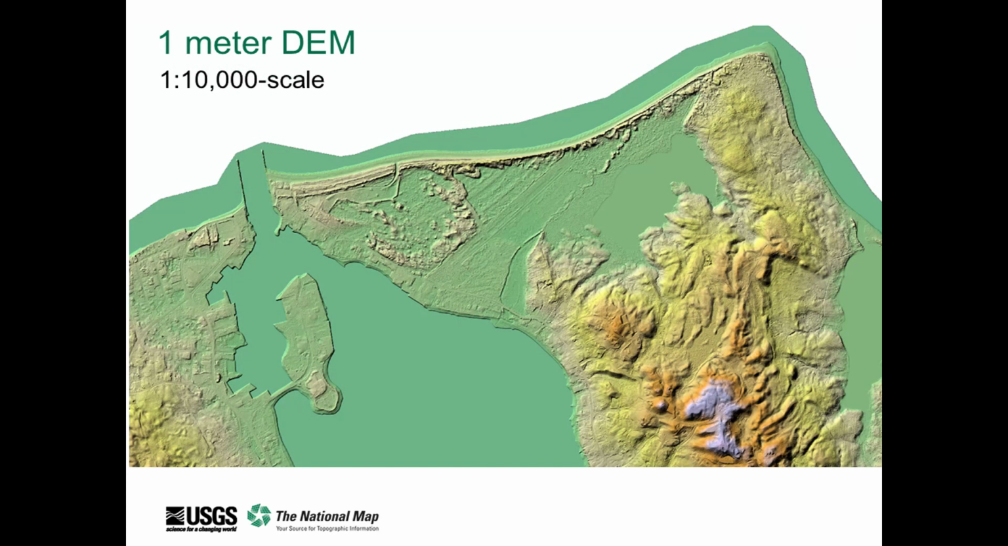This image shows a 1 meter bare earth digital elevation model near the eastern tip of Long Island at Montauk, New York. Areas covered by water appear smooth due to hydroflattening.